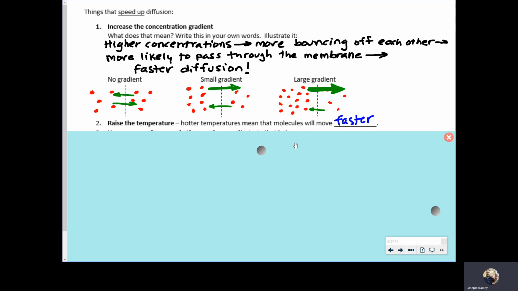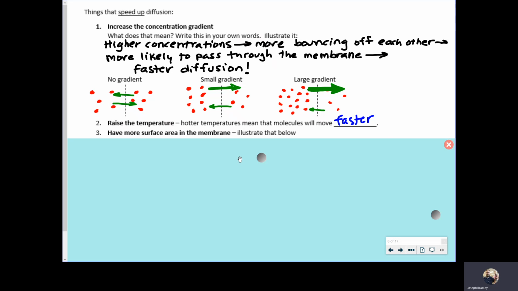You could also do it with food coloring. You can have cold water and hot water. Add food coloring to the cold water, and food coloring to the hot water, and the hot water one will diffuse faster.